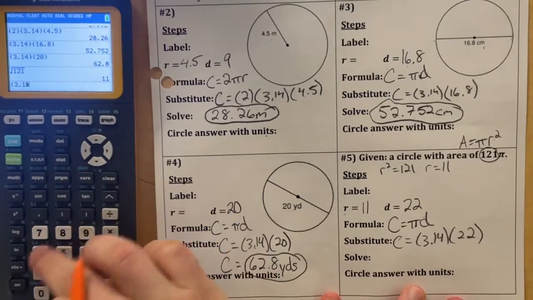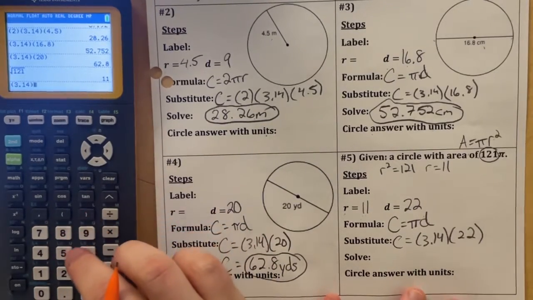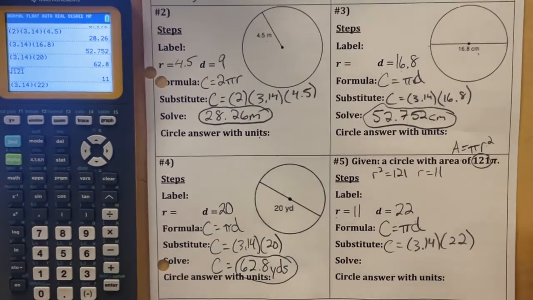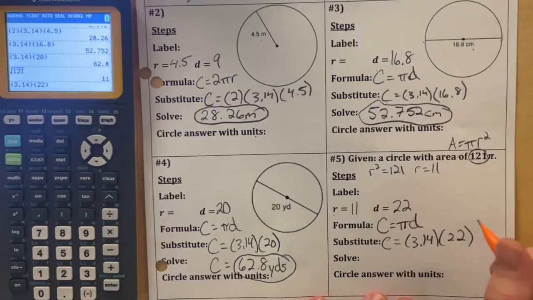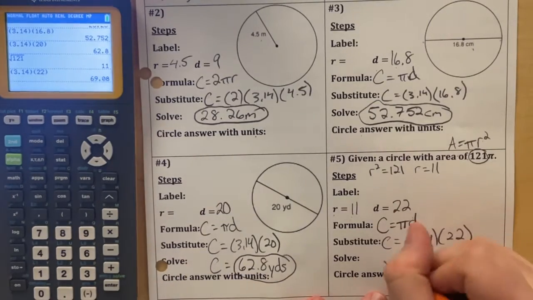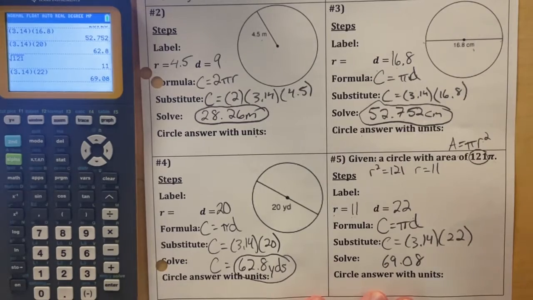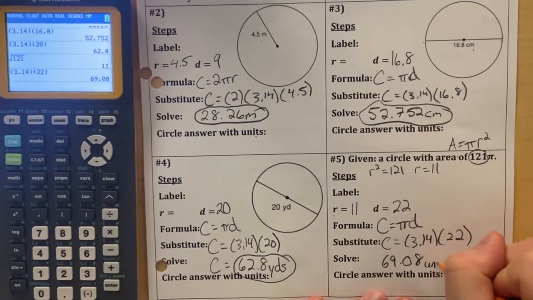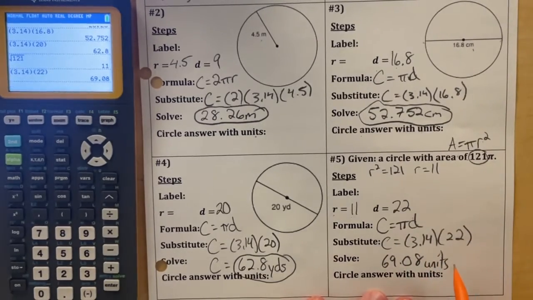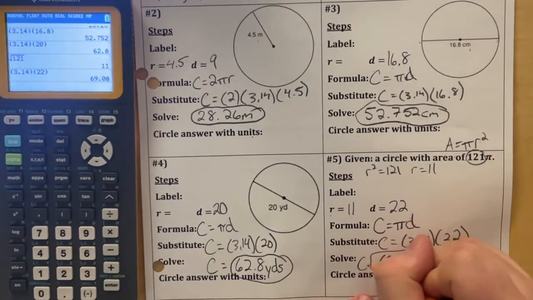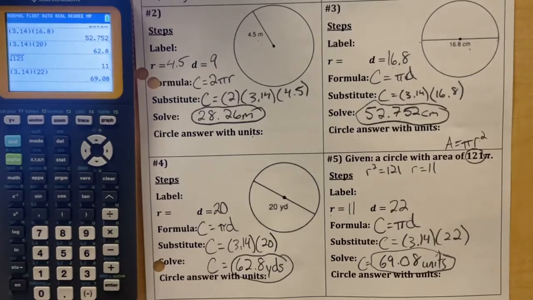So 3.14 times 22. Double check, make sure it's on the screen. Yep, okay, and hit enter. So I have 69.08. And I would have units, since it doesn't have any units, that's okay. We just put units to the first power and we're good. So we have C equals 69.08.